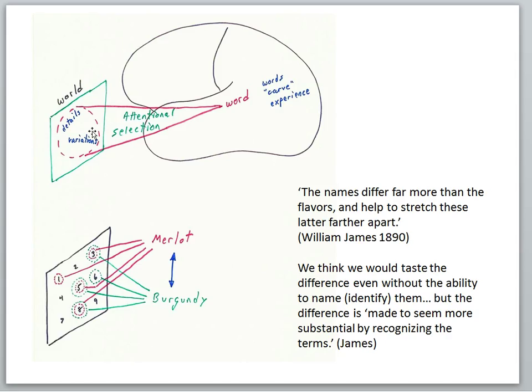Words set up boundaries, right? Category boundaries. So a whole bunch of that variation gets lumped into one group, and then we have a word that refers to those things, and then a whole bunch of other things with slightly different variations or details get lumped into another group, and we have a different word. So words are carving up our experience.